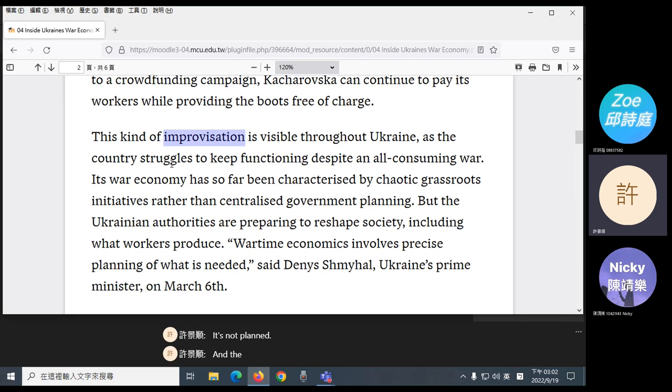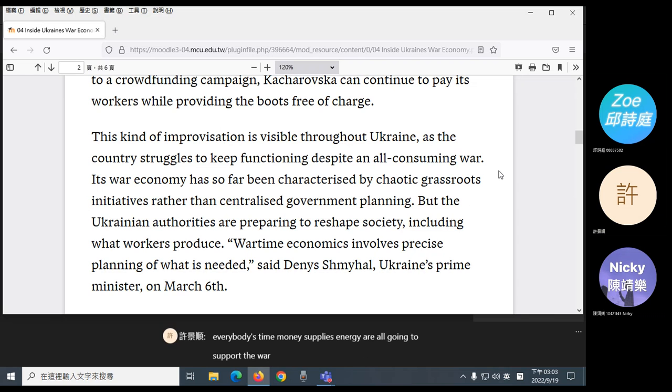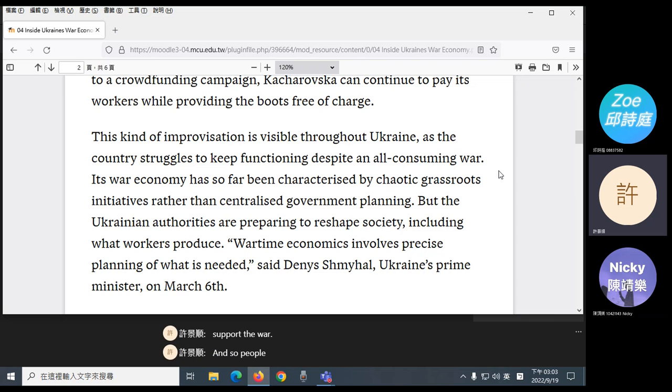And the reason everybody is doing business in this way is because of this all-consuming war. To consume here does not mean to buy or to eat. Consume here means to use up, to take up. So the idea is that this war is using up everything. Everybody's time, money, supplies, energy are all going to support the war. And so people, if they want to continue doing business, they have to find another way to do business.